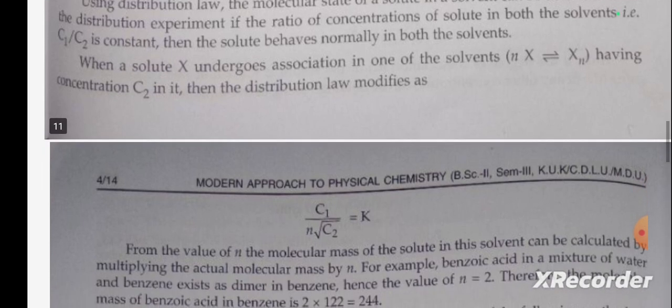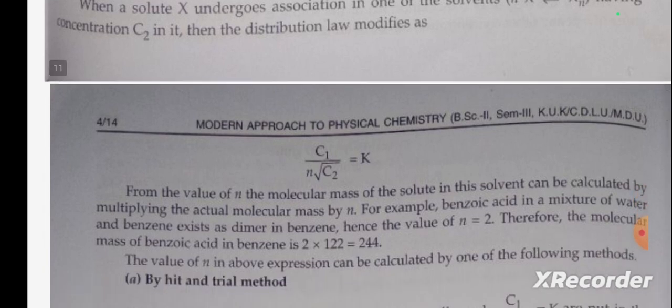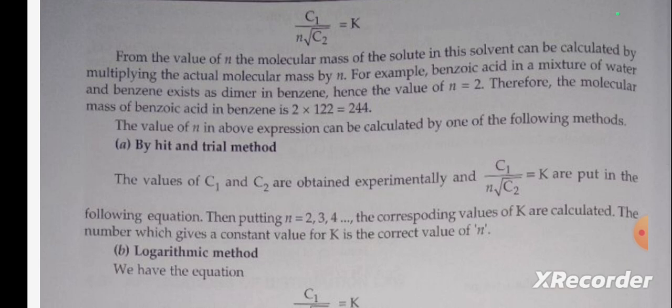When a solute X undergoes association in one of the solvents, and X gives Xn, having n molecules in it, then the distribution law modifies to C1 by n-th root of C2 is equal to K. From the value of n, the molecular mass of the solute in the solvent can be calculated by multiplying the actual molecular mass by n. For example, benzoic acid in a mixture of water and benzene exists as a dimer in benzene, hence the value of n is equal to 2. Therefore, the molecular mass of benzoic acid in benzene is 2 into 122 is equal to 244.